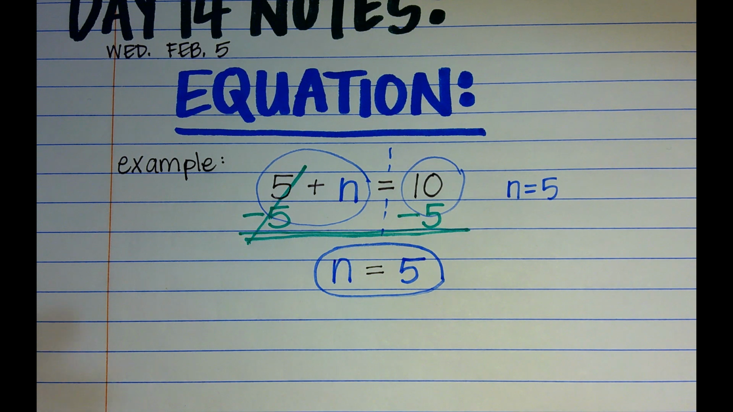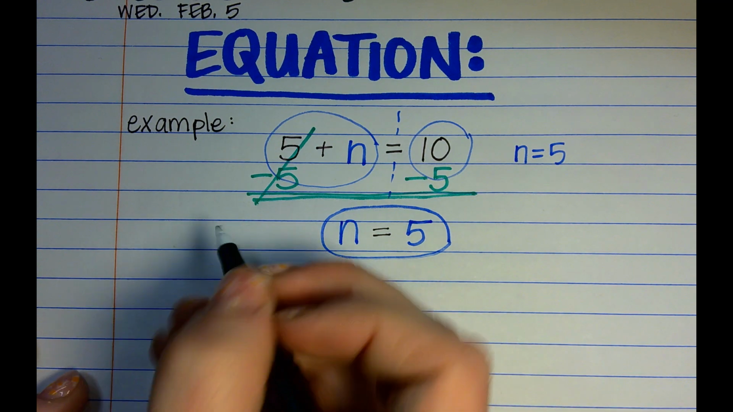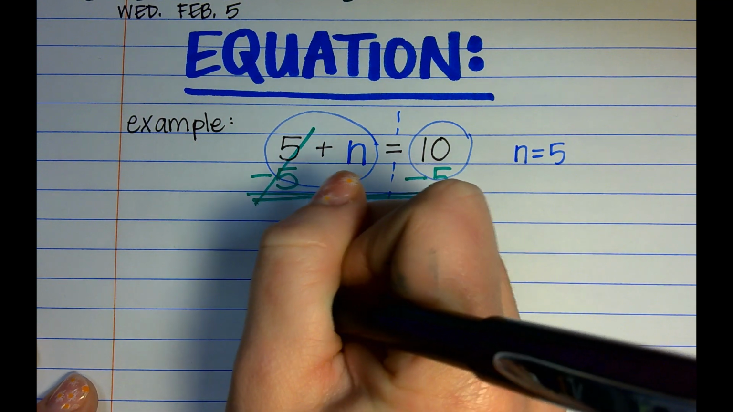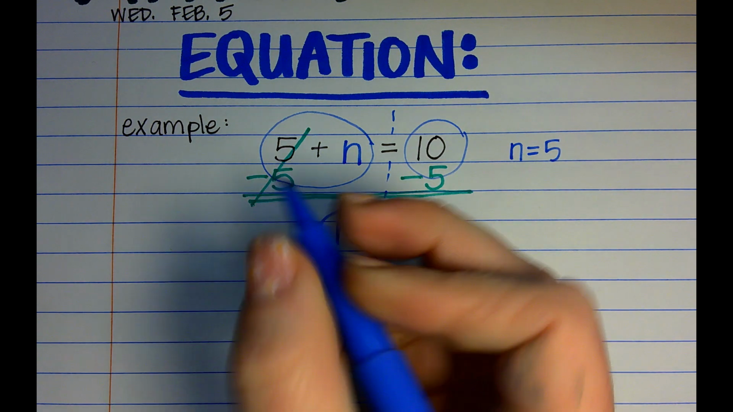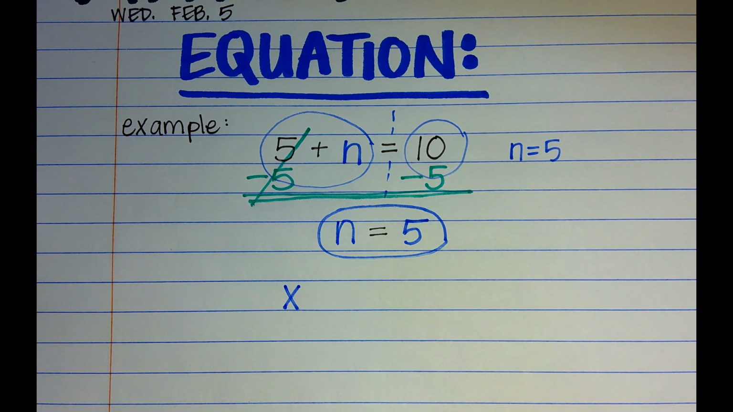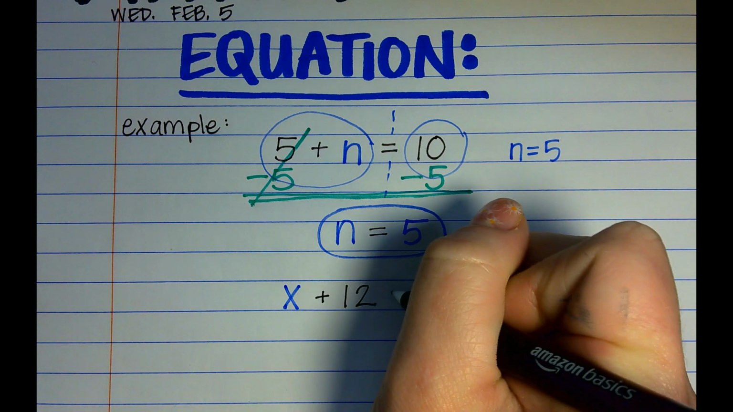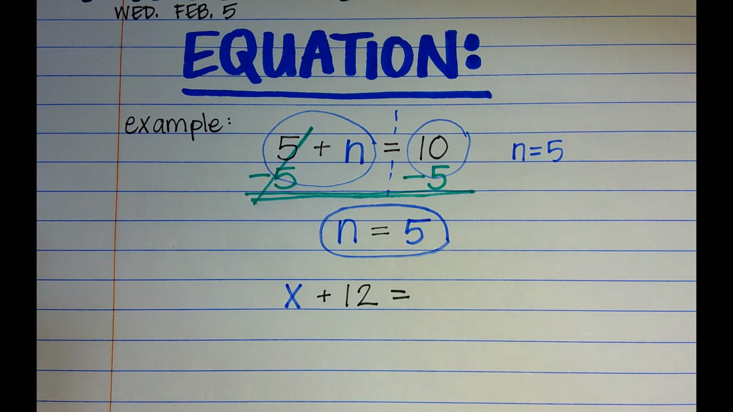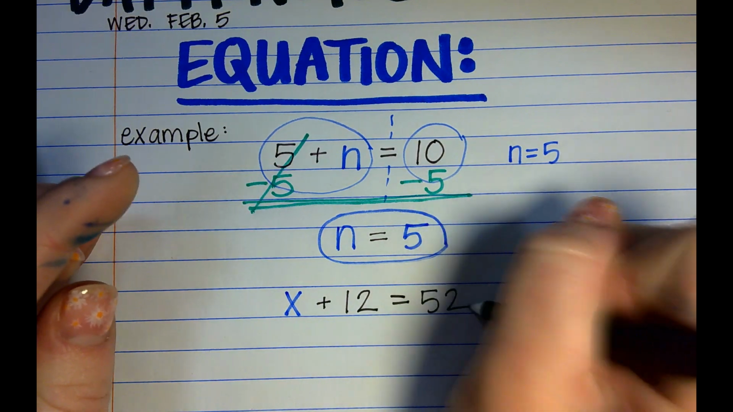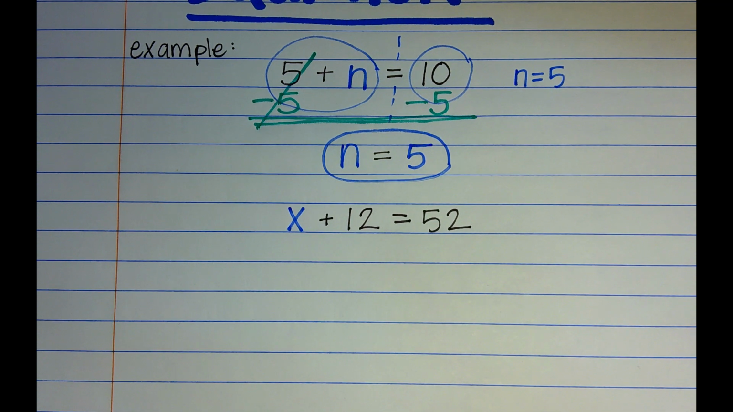What if I gave you another example? How about, let's use x this time. x plus 12 equals 52. One we might not be able to do in our head as easily. 40. Is that what it is? I haven't worked it out yet. Let's see. I'm bad at mental math.